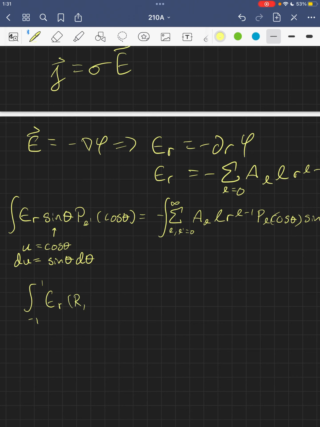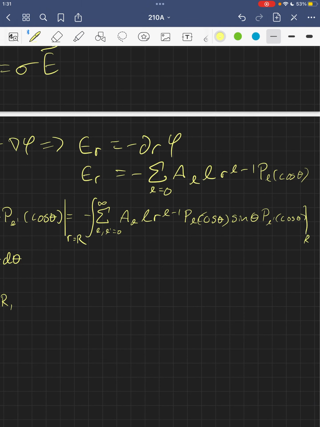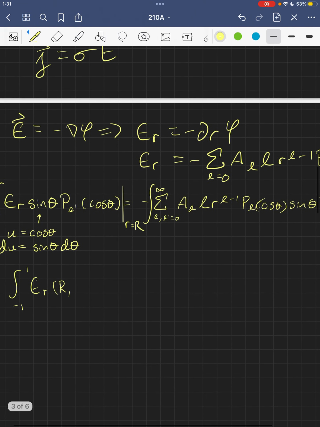Evaluated, and again, we're trying to evaluate at the surface, right? We want to find the surface term, so now we're going to evaluate there. We're going to take r equal to big R, little r is equal to big R. Not theta, u, right? That's our substitution. And then we have PL prime u du.